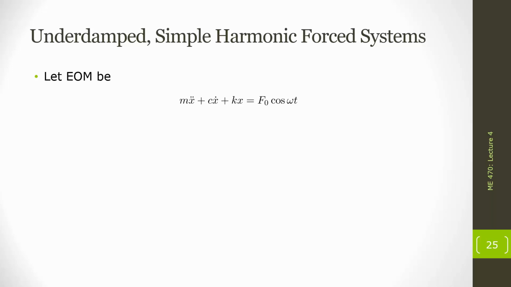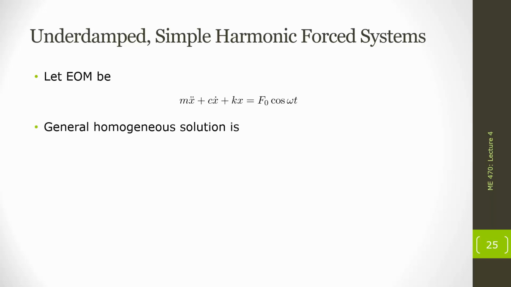So in contrast to what we looked at before, we now have a c x dot term on the left-hand side, and this damping is going to complicate our solution. The first step in getting our total solution is to find the homogeneous solution. So what happens when our left-hand side is equal to 0?